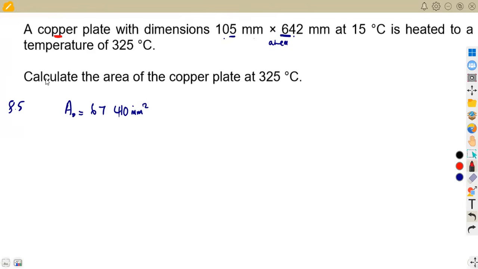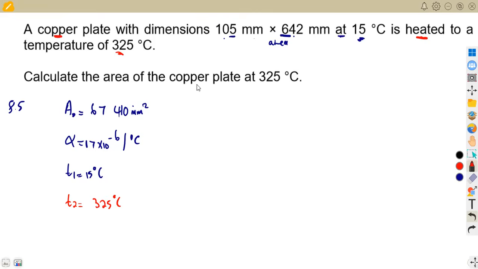So a copper plate, if you check on your information sheet, has a linear coefficient of expansion of 17 times 10 to the exponent of -6 per degrees Celsius. So this is given per degrees Celsius, all right? It is being heated, starting at a temperature of 15 degrees. This is our initial temperature. After it was heated from 15 degrees Celsius, it was later heated to a second temperature of 325 degrees Celsius, our final temperature.